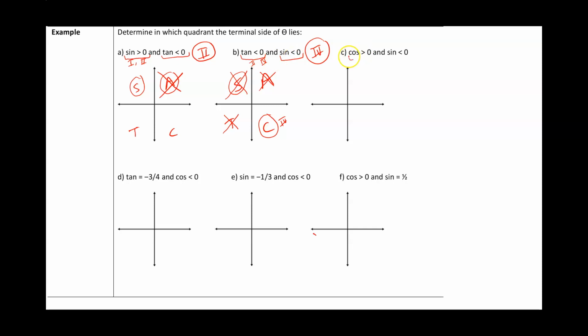The next one says cosine is greater than 0, so we have all students take calculus. Where is cosine greater than 0? Cosine is greater than 0 in the fourth quadrant, also in the first quadrant. So we have our two options that are 1 and 4. Now, out of these two quadrants, 1 and 4, where is sine negative? Where is sine less than 0? Well, I know in the first quadrant, sine's positive, so that can't be it, which means our correct answer is going to be quadrant 4.